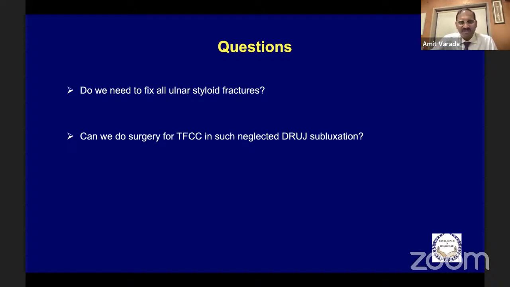So this needs fixation. And if there is a type 1 and type 2, meaning the tip and mid portion of the ulnar styloid fracture, then we do not have to fix it most of the times. But clinically, we have to see the instability also. Then regarding the second question, can we do surgery for TFCC in such neglected DRUJ subluxations?